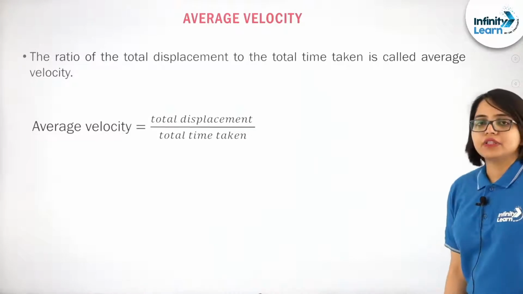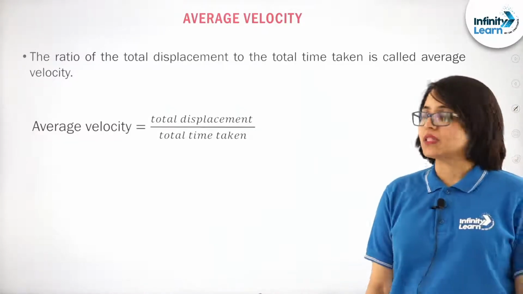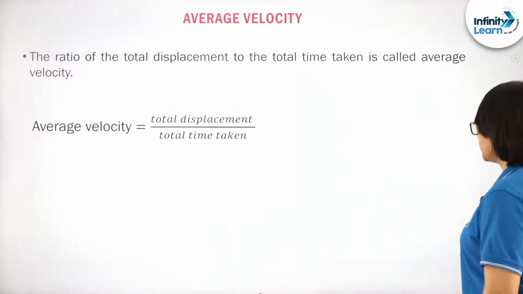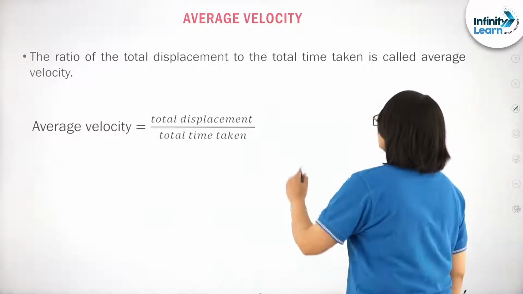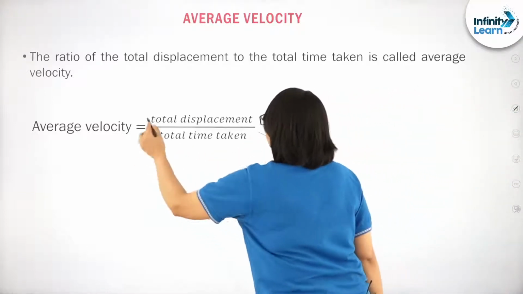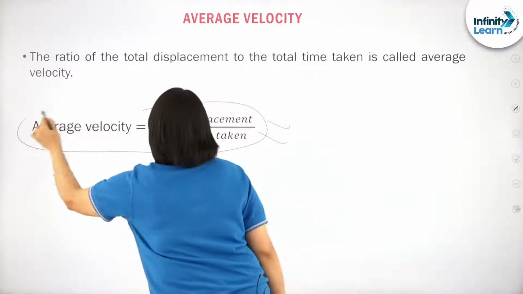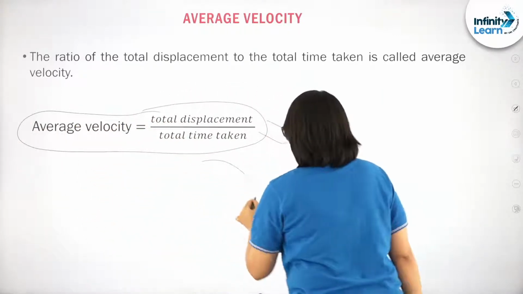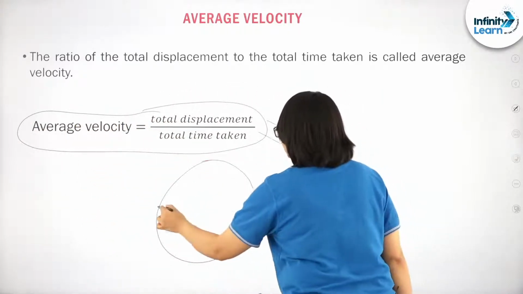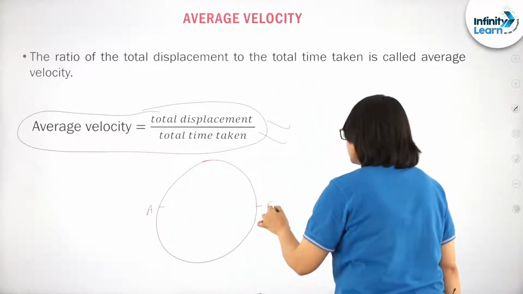Next, like average speed, we have average velocity. So average velocity is total displacement divided by total time taken. This is the only formula for finding the average velocity. Suppose a particle is moving in a circle, this is point A and this is point B.